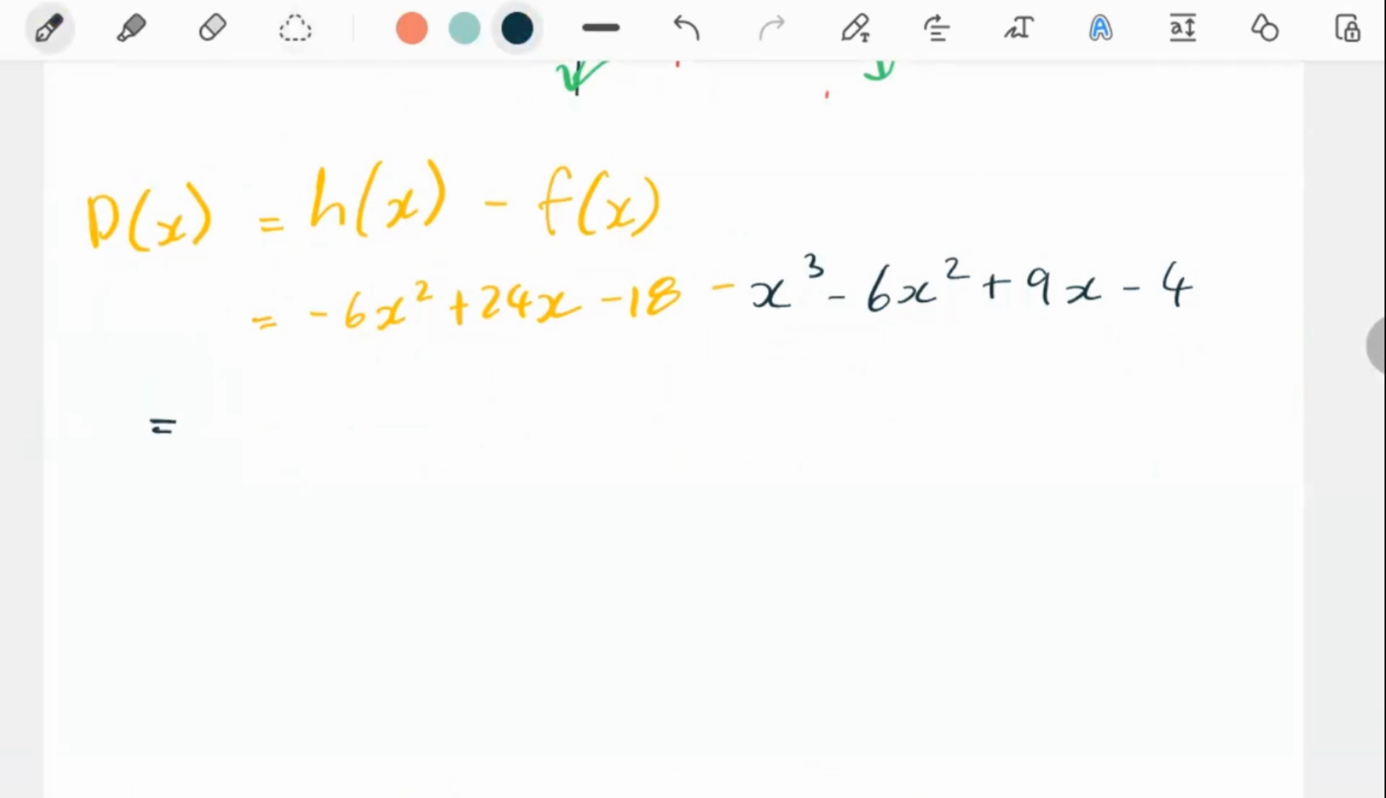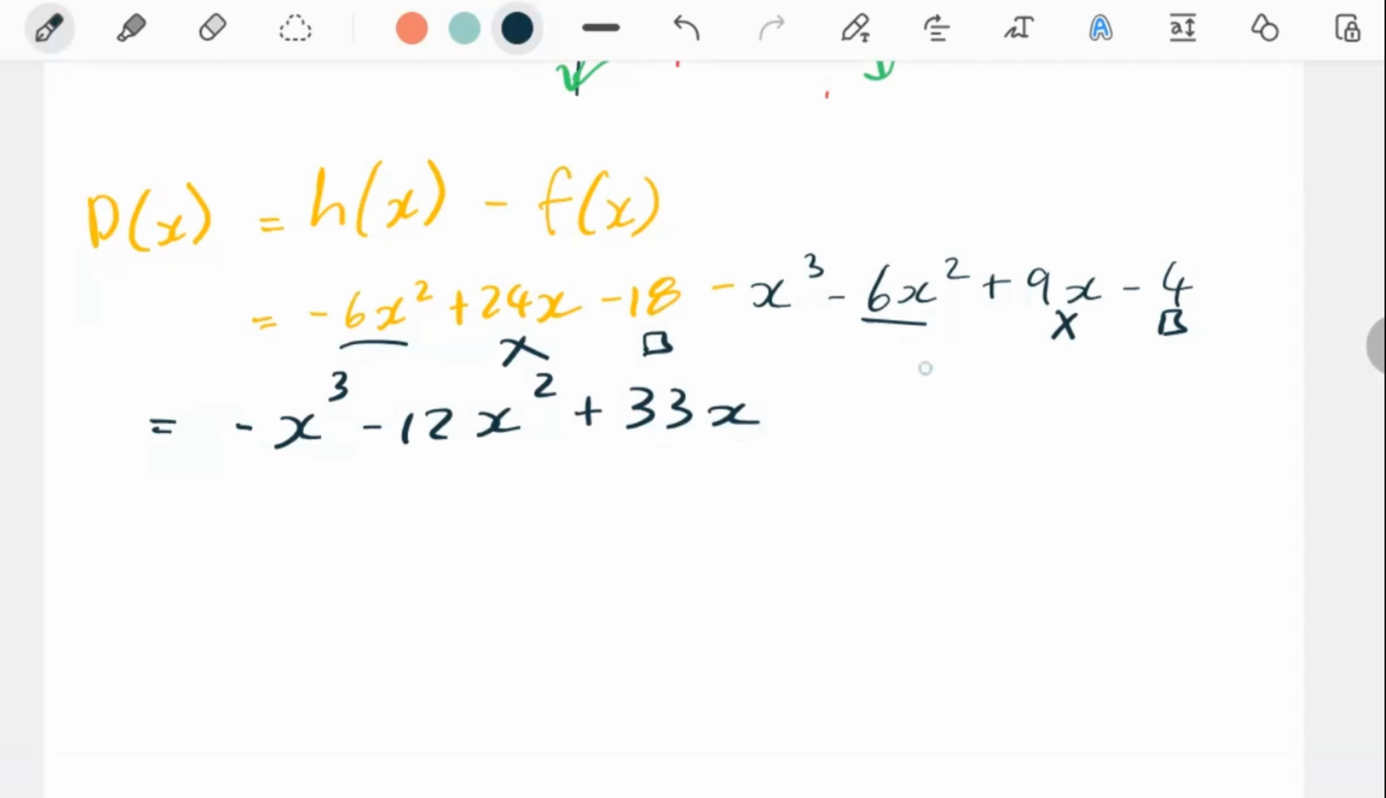So the distance formula here for the vertical distance, we can get it from this. This minus this, these are like terms, these are like terms, and clearly these are also like terms. There's no like term here for negative x cubed, so we can start there. This minus this gives us negative 12x squared. 24 plus 9 is going to be a positive 33x. Negative 18 minus 4 is negative 22. There you go.